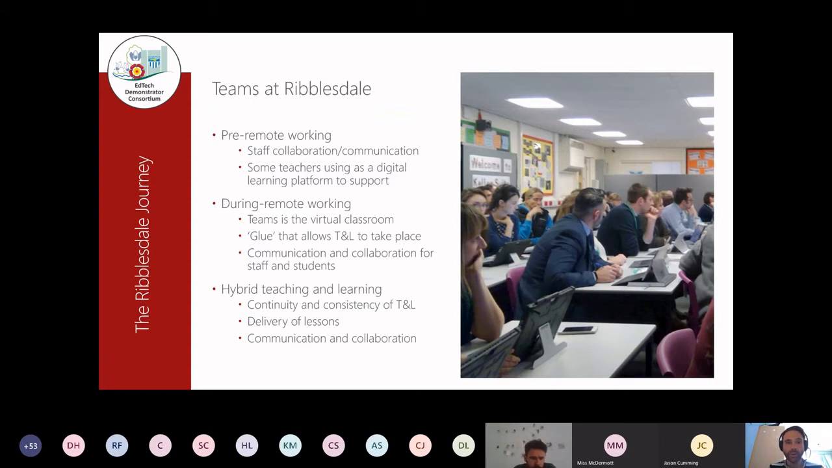So what do we use it for? It allows teachers to think differently, be more innovative, and approach pupils in a different way. When we first brought this in, even before the remote working stage, staff were basically using it to collaborate and communicate with each other, share resources, and reduce workload. And then some teachers developed their confidence to use it as a digital learning platform, where they started to engage some pupils and some classes, using it as a learning tool.